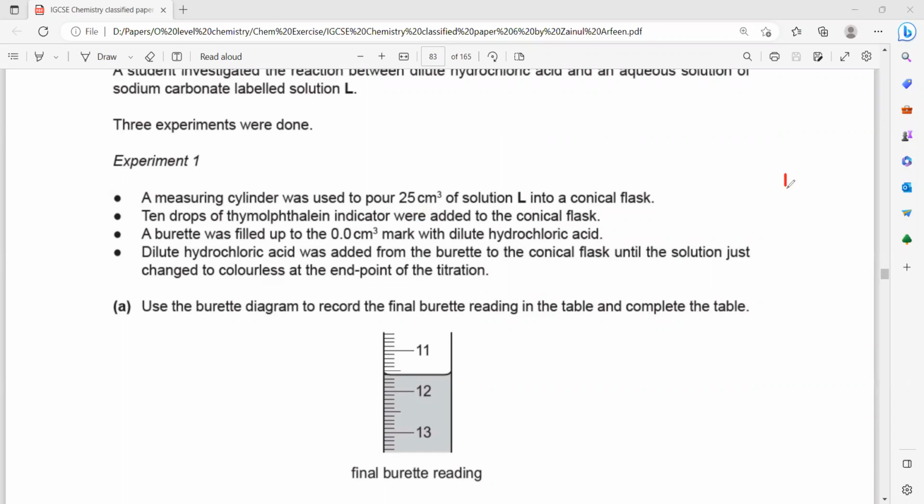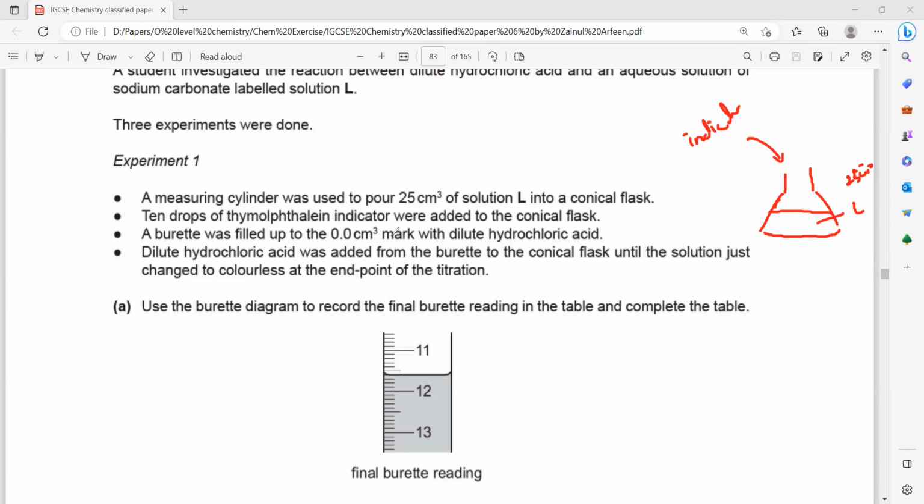L into a conical flask. So what did the student do? The student filled up the measuring cylinder to 25 cm cube and added that solution L. Basically solution L is a solution of sodium carbonate. So 25 cm cube of sodium carbonate solution was added to the conical flask. Then 10 drops of thymolphthalein indicator were added into the conical flask. So we add drops of indicator.